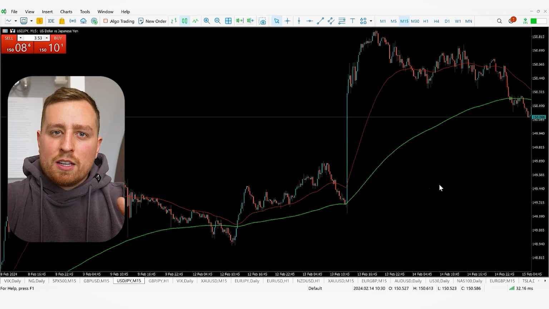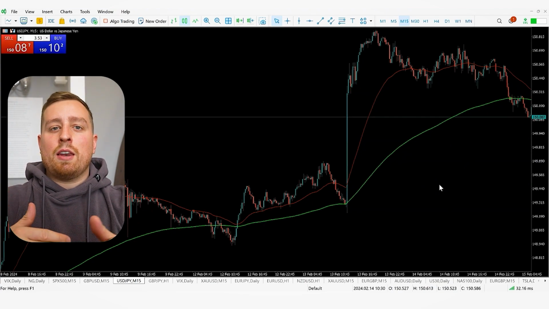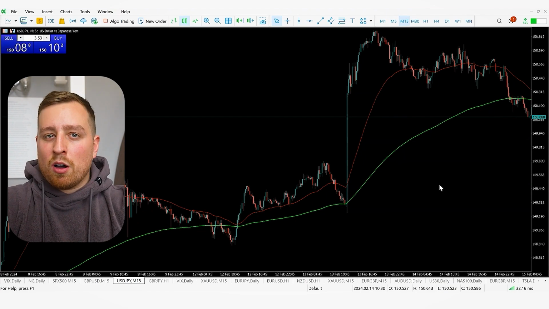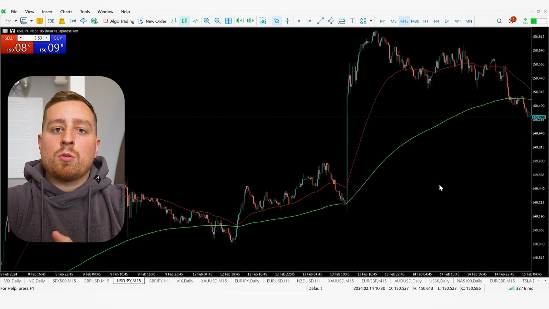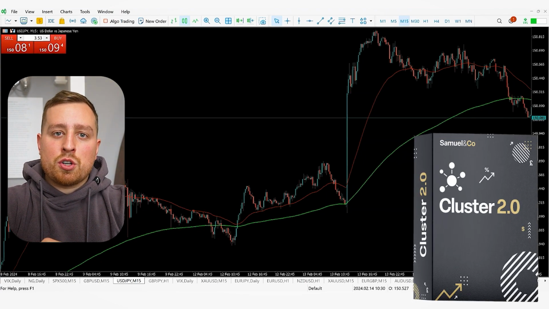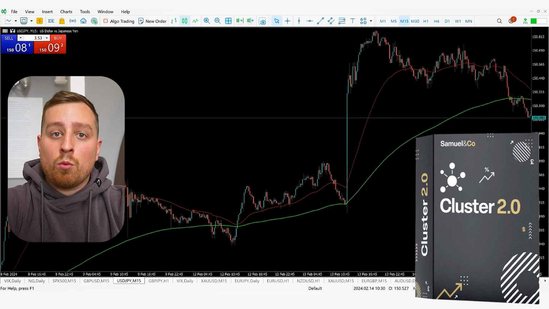Now, ultimately, finding these points of interest can be quite difficult when you're starting out because you don't understand how far of a pullback is required in order to enter a trade. So what we're going to do now is we're going to drop cluster 2.0 onto the charts to show you exactly what that looks like in this exact environment that we're looking at.